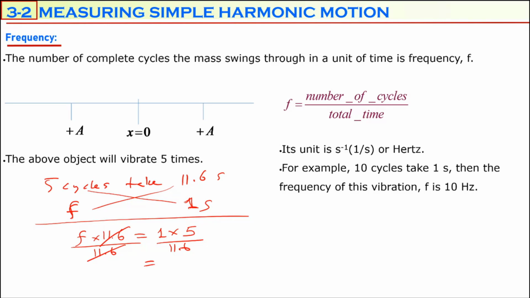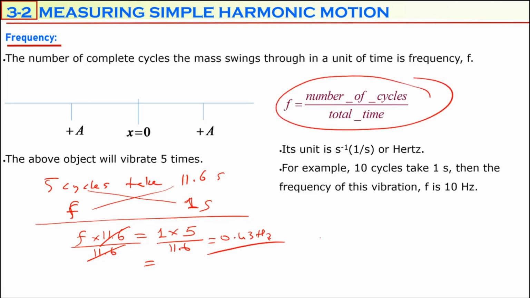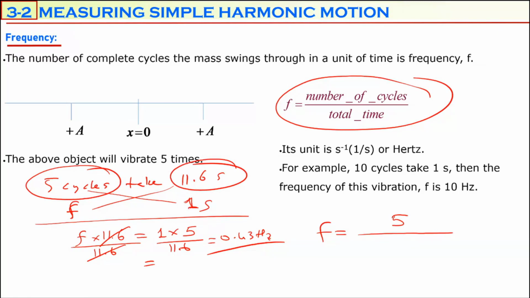5 divided by 11.6, which is equal to 0.43 Hertz. Or also you can use this equation. What does this equation tell you? Number of cycles divided by total time. How many cycles are there? 5. What is the time for these 5 cycles? 11.6. 5 over 11.6, 0.43 Hertz is the frequency of this vibration.